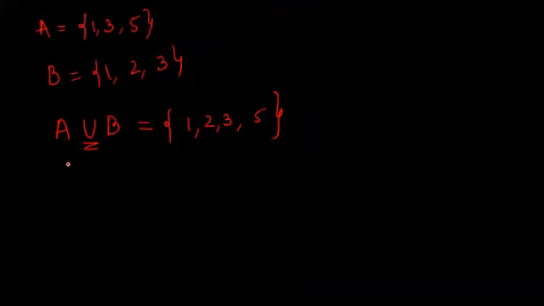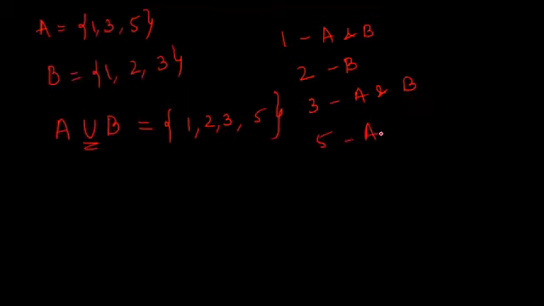If you notice, 1 is in both A and B. 2 is only in B. 3 again is in both A and B. 5 is only in A. So whenever we are taking the union, you have to remember that we take the elements of both A and B, including those that are only in A and those that are only in B.